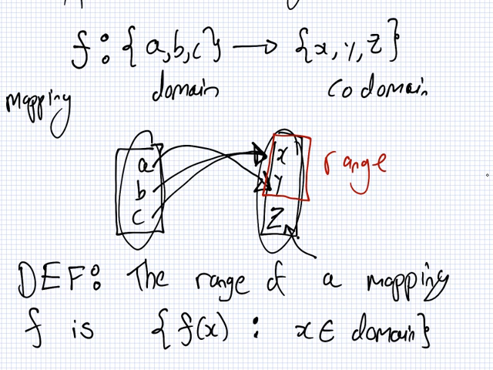Let's say we have a function like sine x. What's the range of sine x? Y equals negative 1 to 1. Thank you. Minus 1 to 1 is the range of sine x.